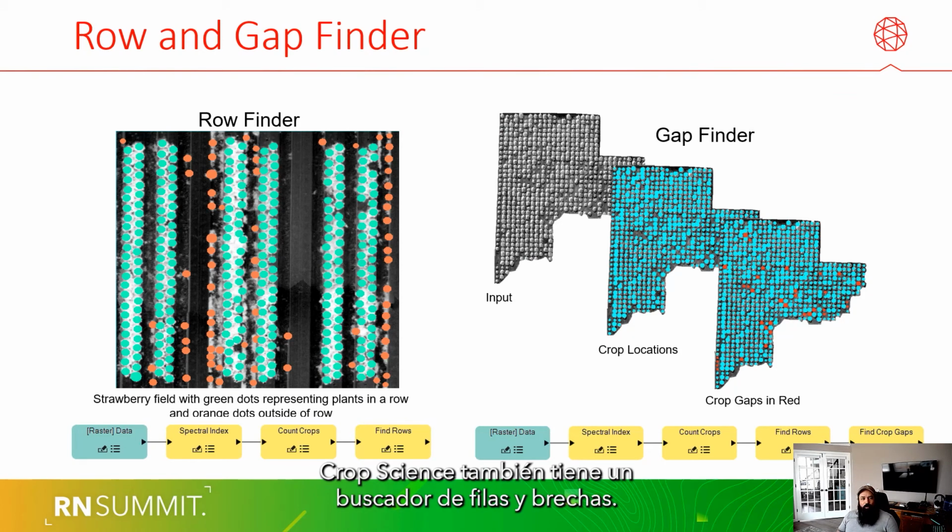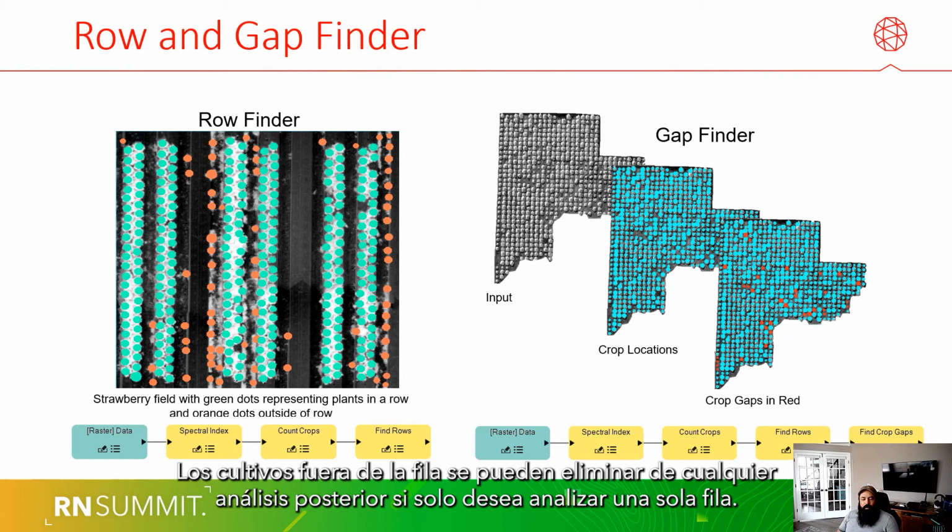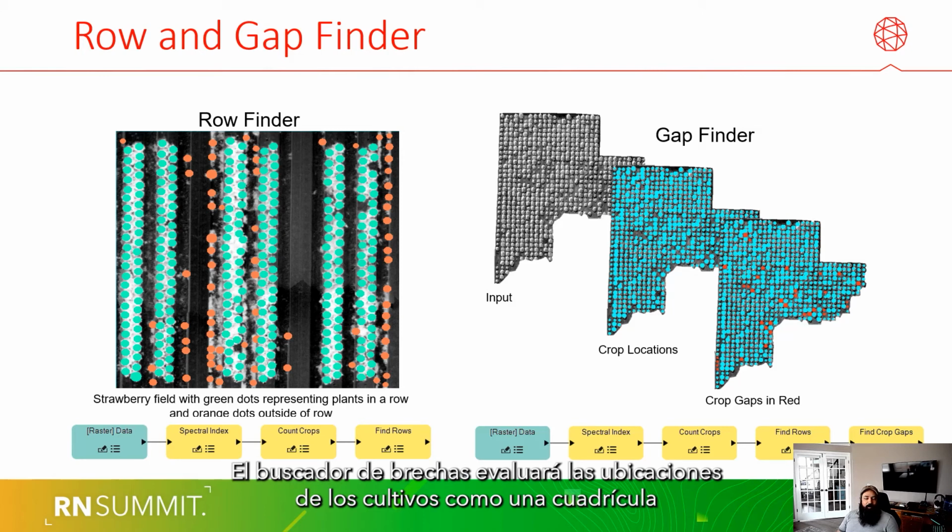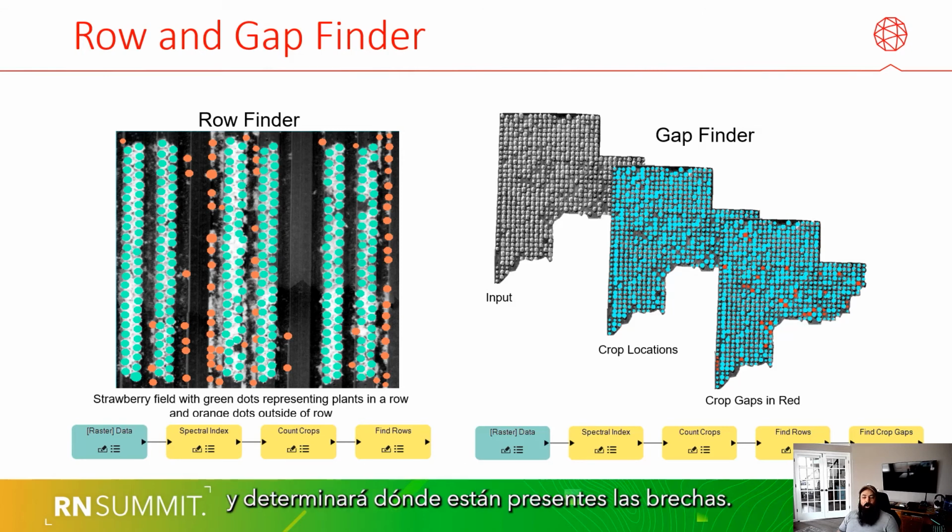Crop Science also has a row and gap finder, and these do exactly what they sound like they do. Crops outside the row can be removed from any subsequent analysis if you want to just evaluate that row. And the gap finder will evaluate crop locations along a grid and determine where gaps are present.